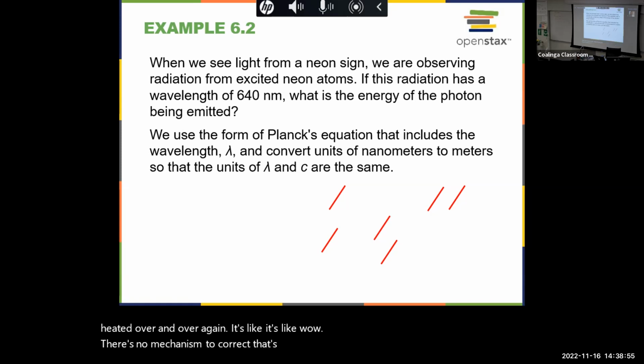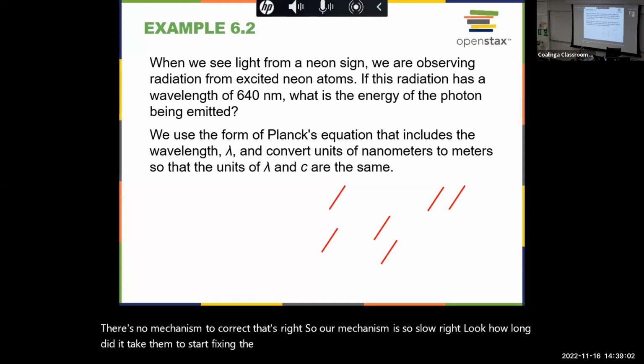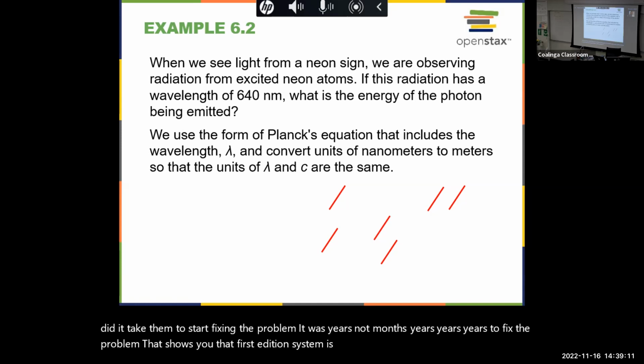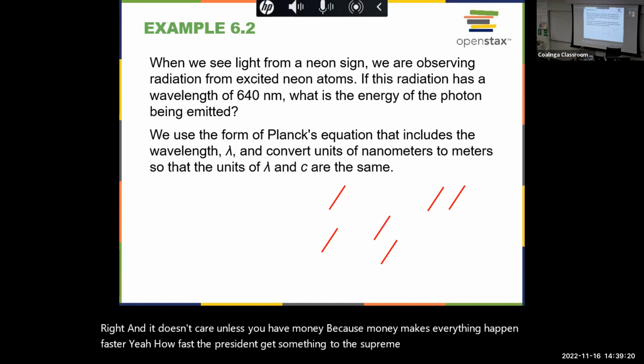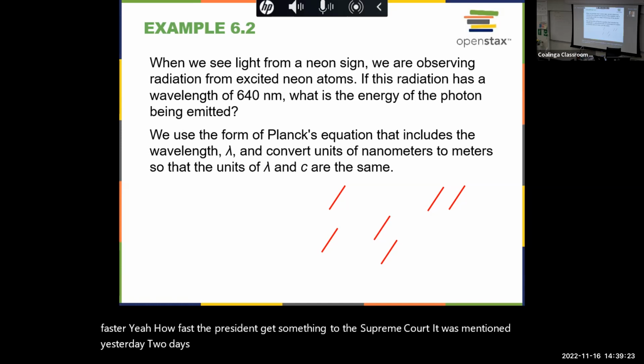That's right. Our mechanism is so slow, right? Look how long did it take them to start chasing the problem. It was years to fix the problem. That shows you that our judicial system is so slow, right? And it doesn't care unless you get money, because money makes everything happen. Look how fast the president gets up. It's already at the Supreme Court. They've already made a decision about it.